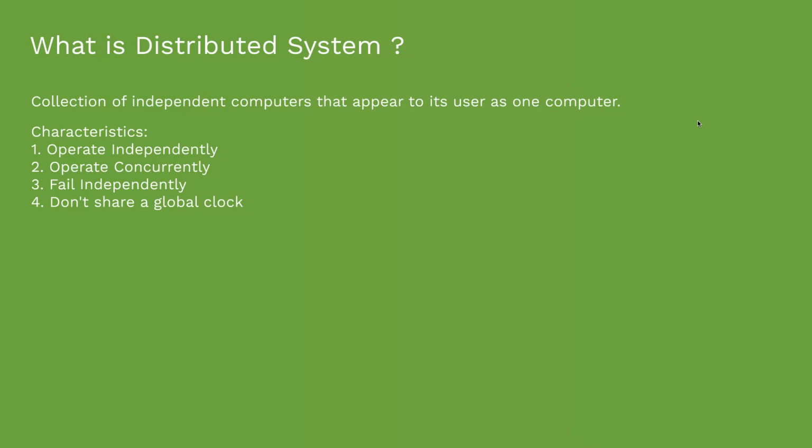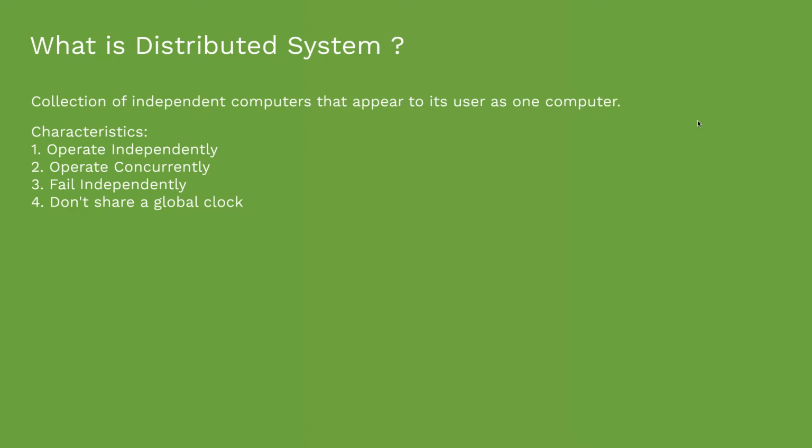The third is they fail independently. While designing a distributed system, we always have to keep in mind that if I have 10 machines, any one of the machines can go down, and in such a case my application should not go down. My application should still be up and running and should be able to serve requests.